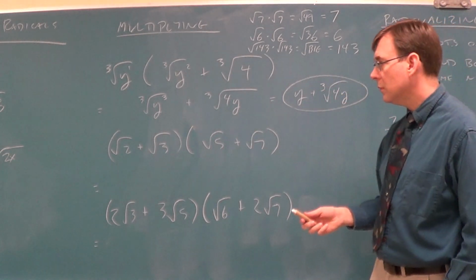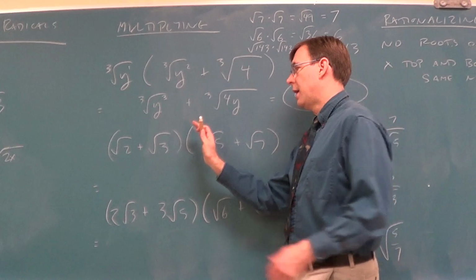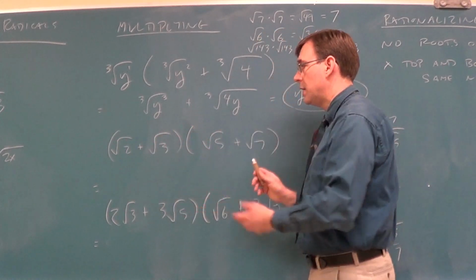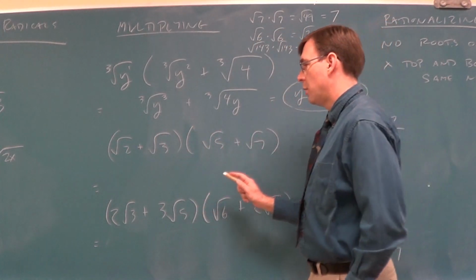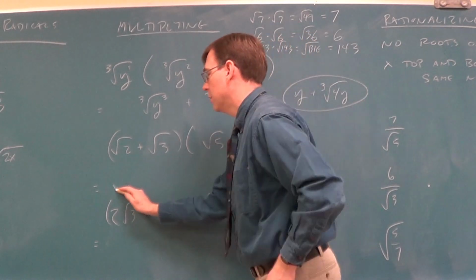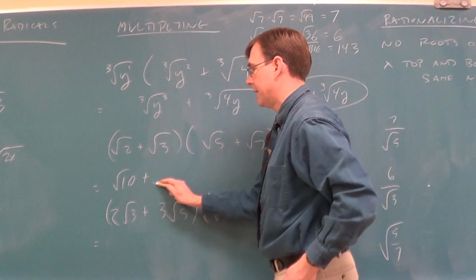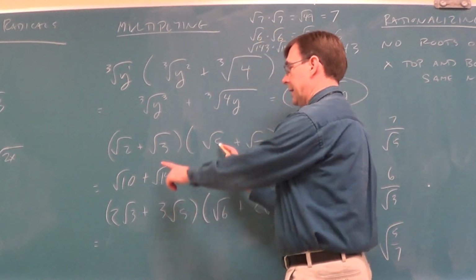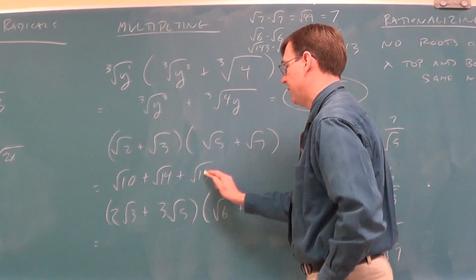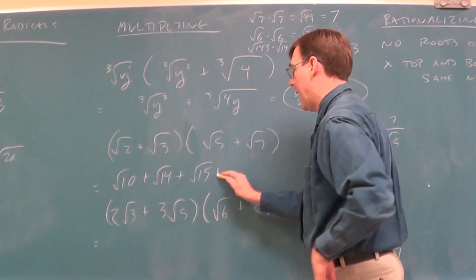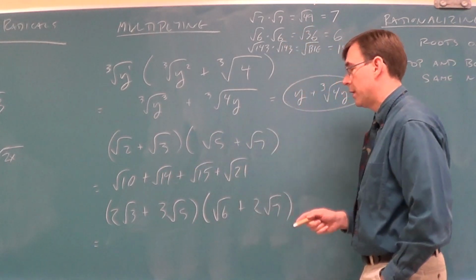This is a foiling problem. We've got 2 things times 2 things. We need to get 4 things out of it. So if we multiply the firsts, we're going to get a root 10, plus the outsides get us a root 14. The insides get us a root 15. And then the lasts give us a root 21.